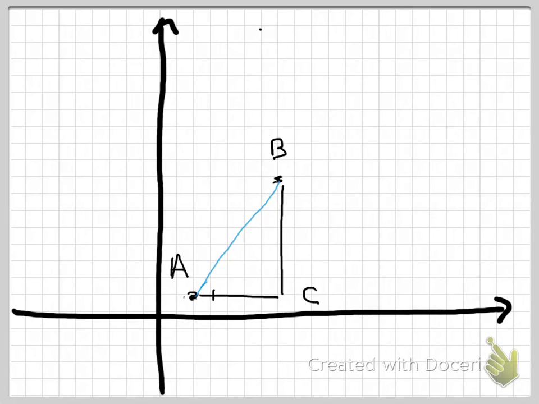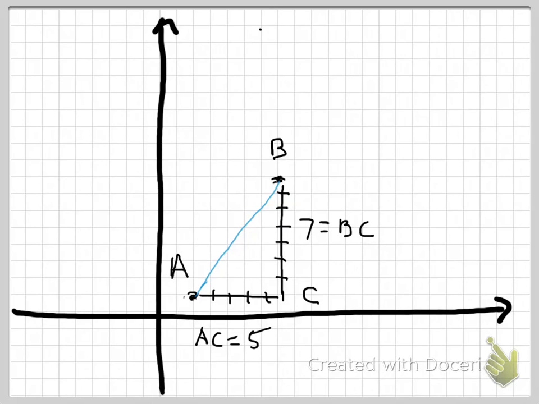So there's 1, 2, 3, 4, 5. So AC equals 5. And we'll count the spaces from C to B. 1, 2, 3, 4, 5, 6, 7. So this is 7, from B to C or C to B. Okay? Well, we just got a triangle and we just plug it into Pythagorean theorem.